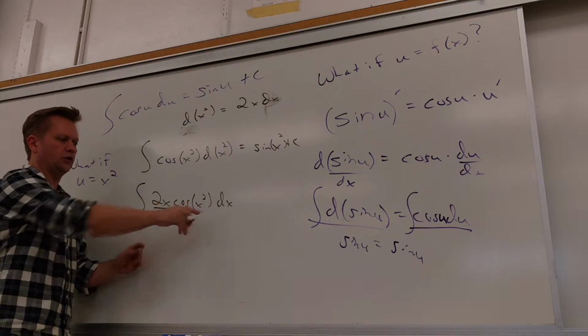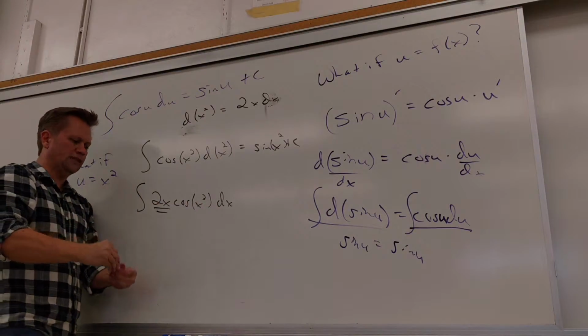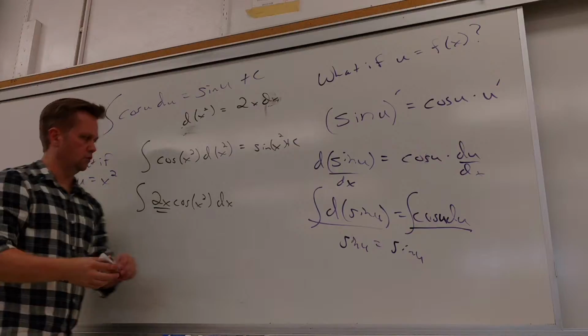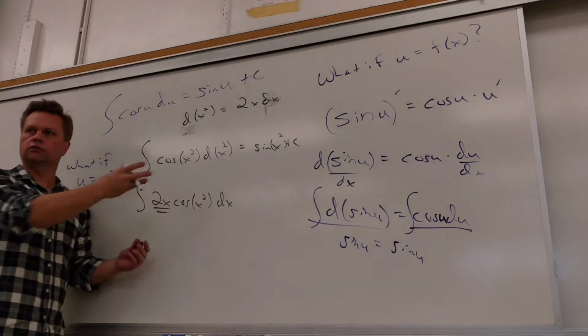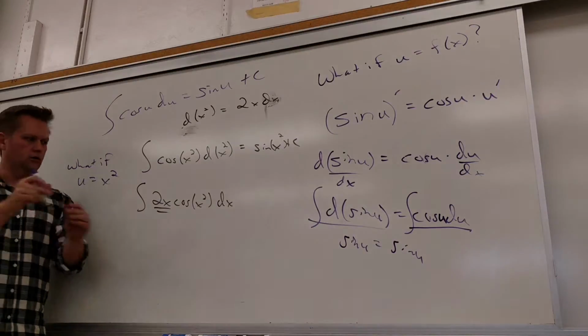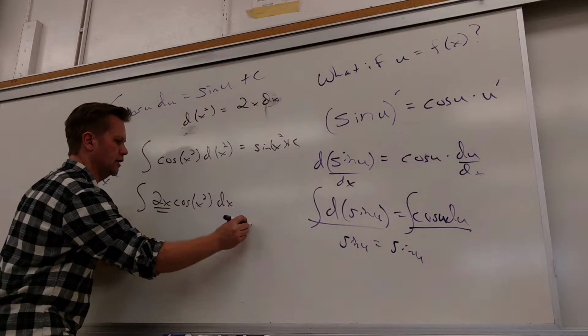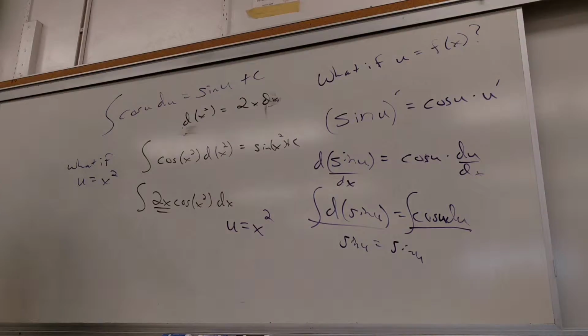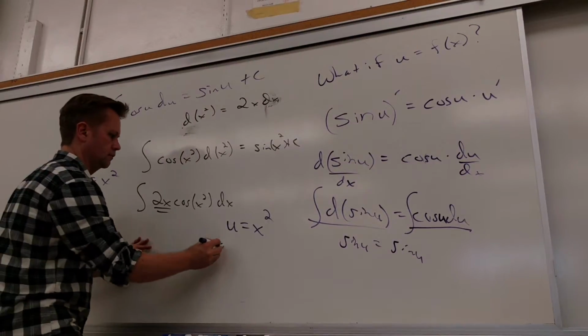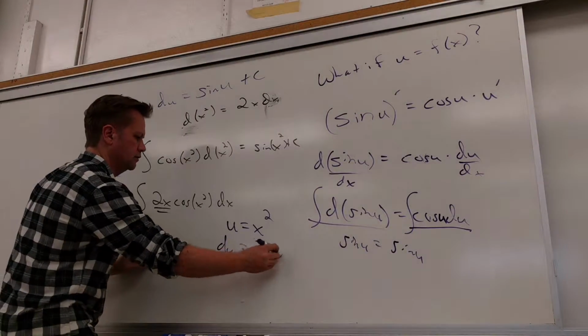So now I can do this u thing backwards. What's the inside function here? What's inside something? 2x is not inside. I can move it around. x squared is stuck inside, right? So if I say u is x squared, that's why it's called u substitution. I'm going to substitute the inner function with u. What would du be? 2x dx.